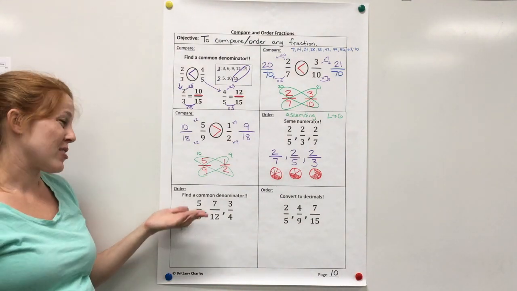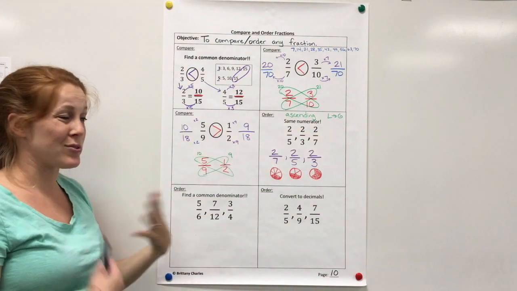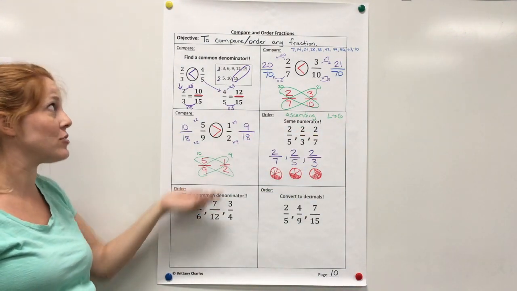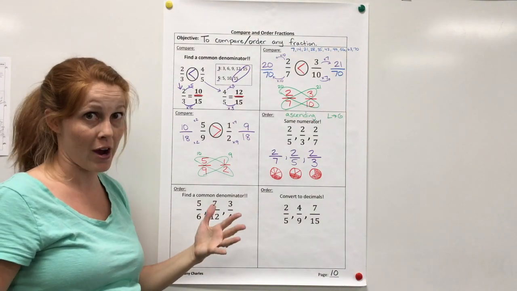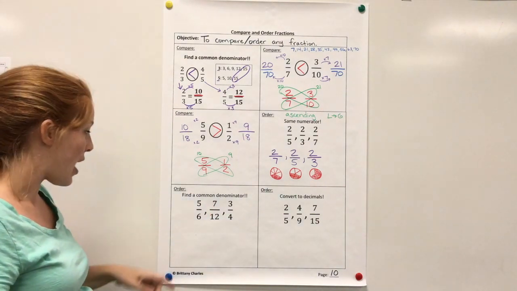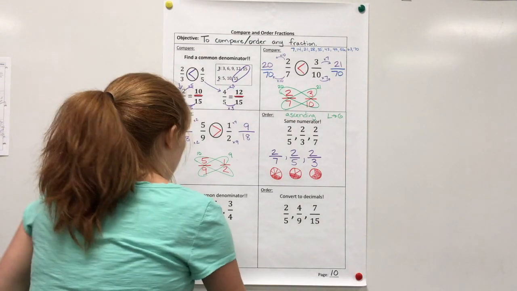Another way to compare, especially when you don't have all the denominators the same or all the numerators the same, you can't use that logic, you can find, just like here, a common denominator for all 3, or however many fractions that you have. So I'm going to look at my 3 denominators. I have 6, 12, and 4.